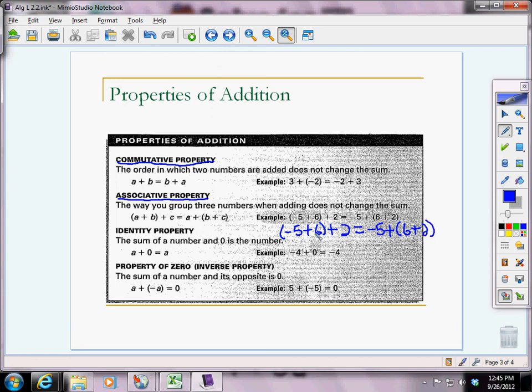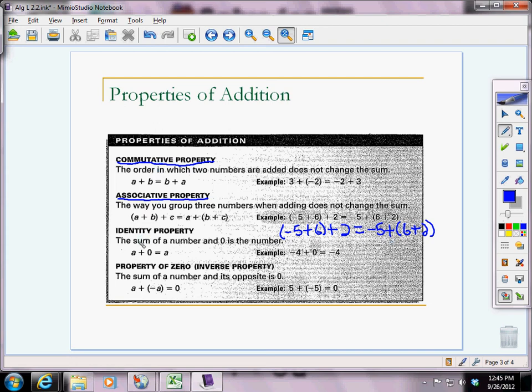Again, -5 plus 6 is 1, 1 plus 2 is 3. Or if you go 6 plus 2 and get 8, 8 plus a -5 is 3. With the associative property, the order of the numbers doesn't change, the groupings do. Who you associate with in your groups. Commutative property changes order, associative property changes groupings.